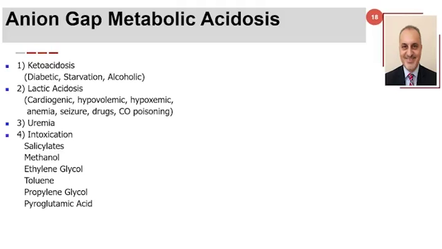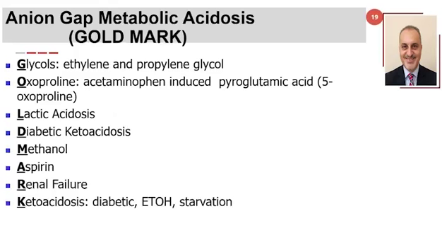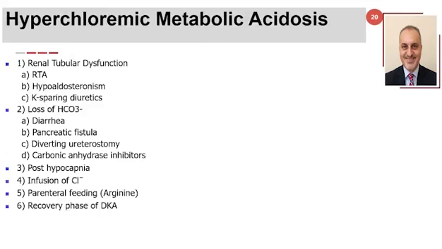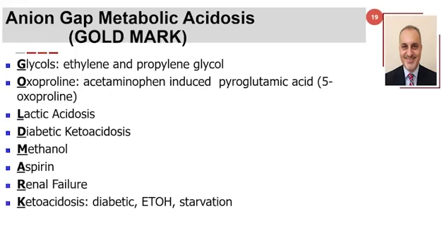Now, the critical care literature sometimes uses this nomenclature. I found sometimes the residents actually like to remember stuff by remembering certain flashy names. So this is what we call GOLD MARK: glycols, oxoproline, lactic acid, diabetes or diabetic ketoacidosis, methanol, aspirin, renal failure, and ketoacidosis. The other type of metabolic acidosis, and just to mention something quickly, in anion gap metabolic acidosis, there is clearly no room whatsoever to give bicarbonate. And I'm not going to go into the argument of bicarbonate therapy in acidosis.